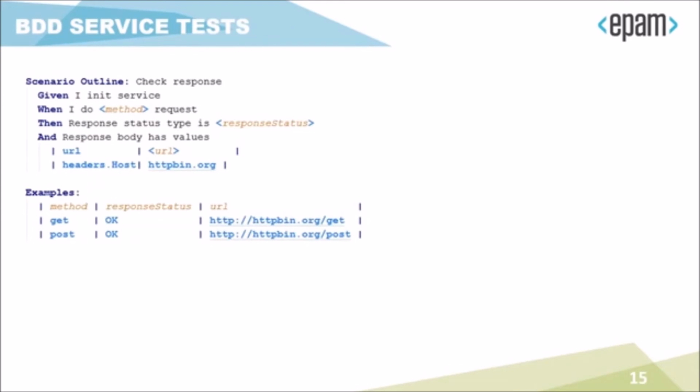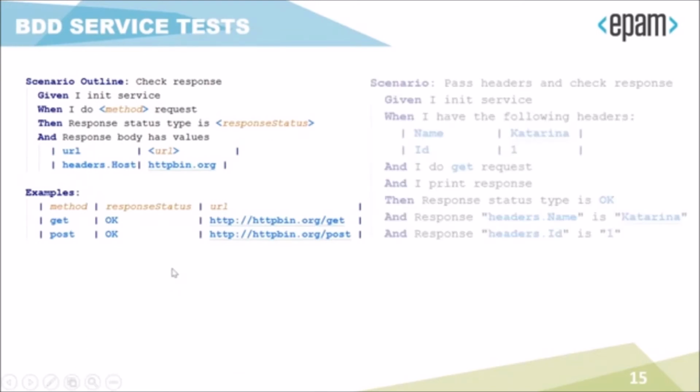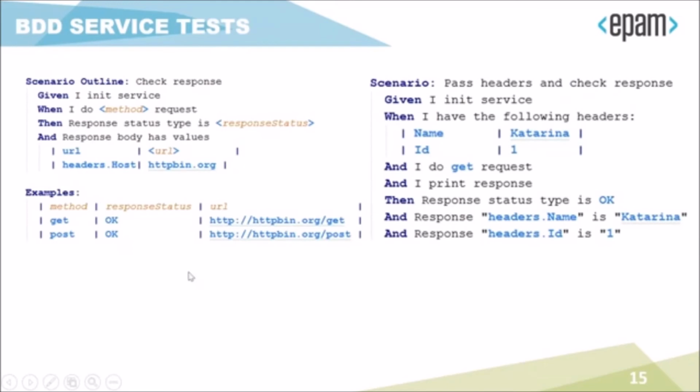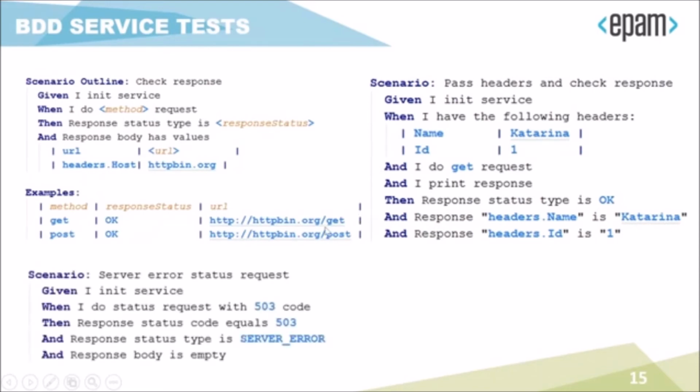Here, how we'll look at the typical service test, for example. All these features are already implemented, and you don't need to write implementation for them. You can just write these feature files and run these tests. This is one more example with some data providers in the lines. You can have something like this.